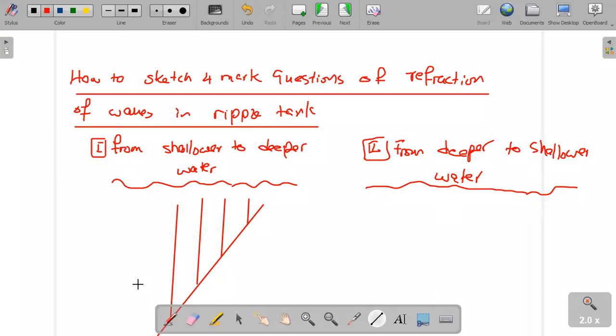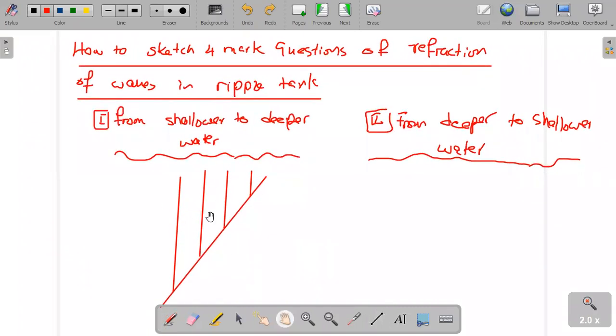Exactly like that. This is the incident ray that's given. He gives you the incident ray and a straight arrow like this, and tells you that this is the direction of wave propagation. Then he asks you to complete. This question is out of four in paper four. But how can I do it?